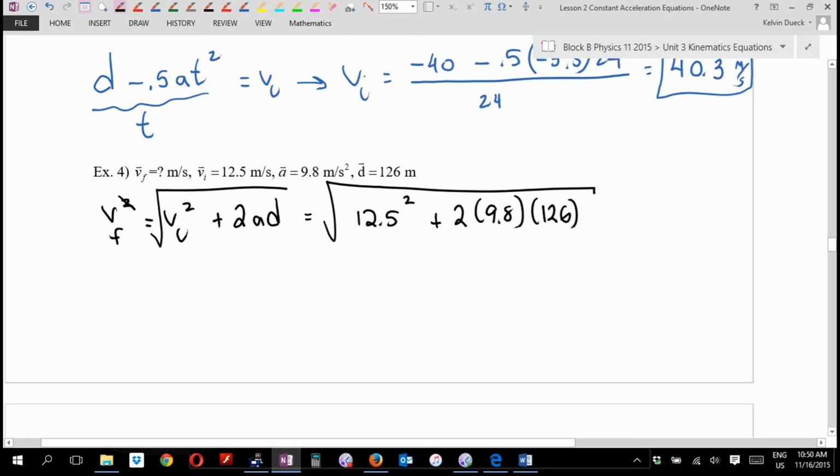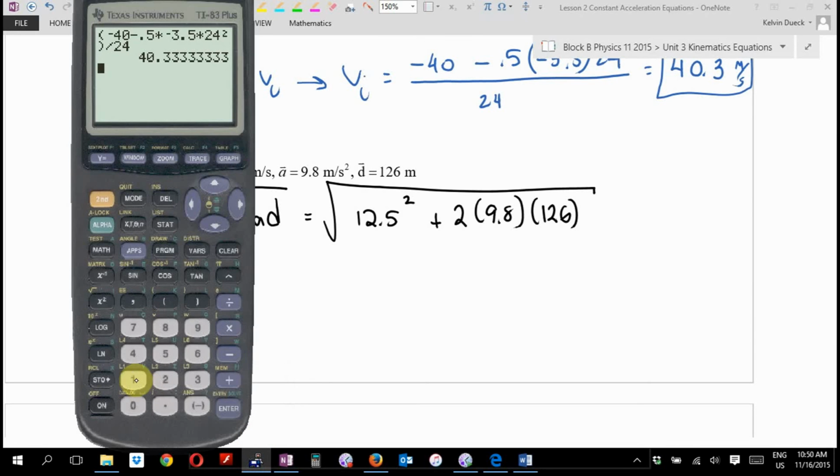Can I give you some advice with square roots, in particular for this equation here? Here's what I recommend. Type what's inside the square root first. In other words, I'm going to go like this: 12.5 squared plus 2 times 9.8 times 126 equals, and then I go square root answer button. Trust me, that works better. I do that. Do you know how to find your answer button? It's the shift negative on your calculator. Square root is shift x squared.